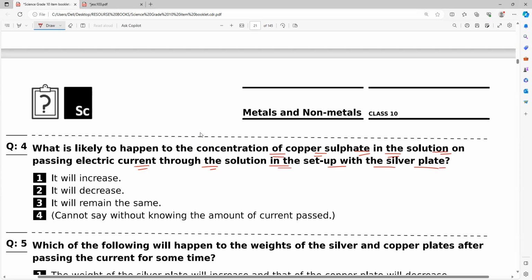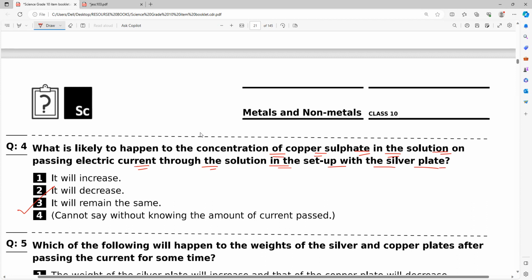The acid is just to conduct the electricity. Please remember that. It is just to conduct the electricity. So what will happen to the concentration? Everybody: the concentration remains the same.